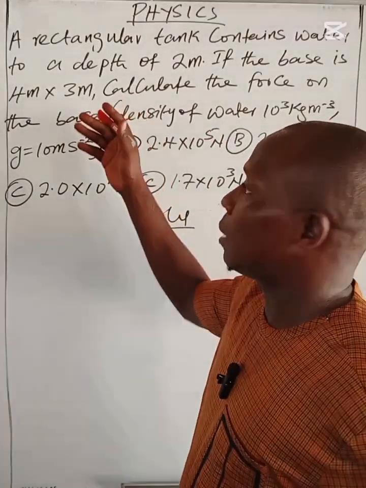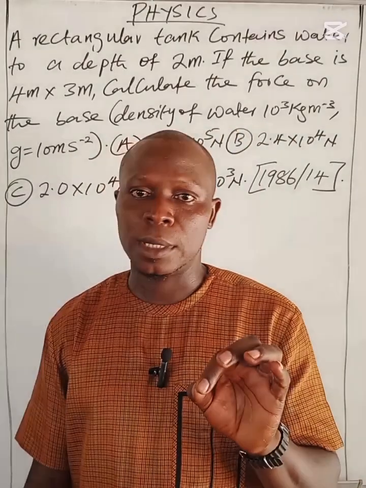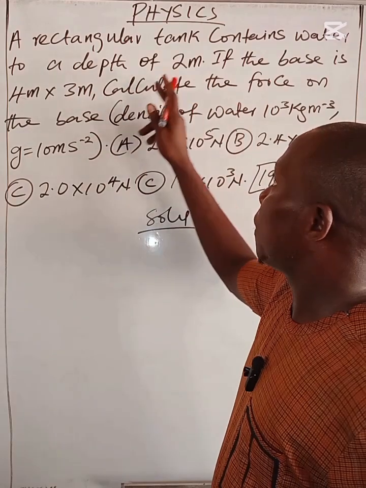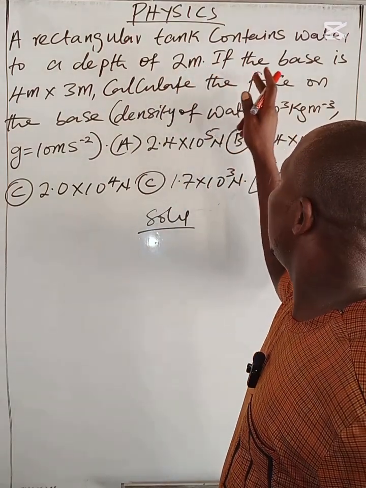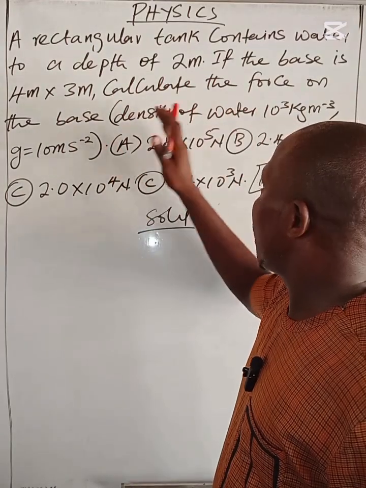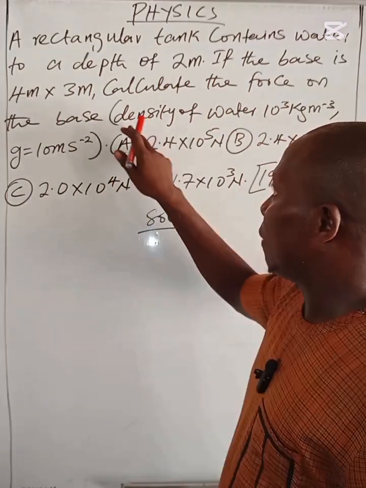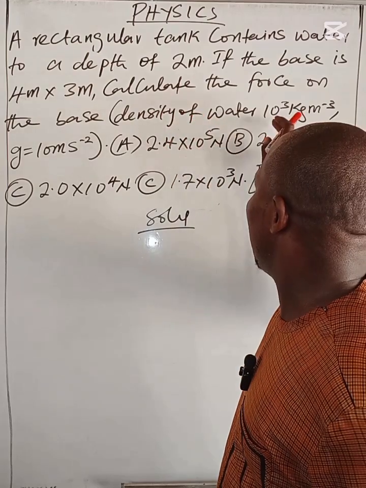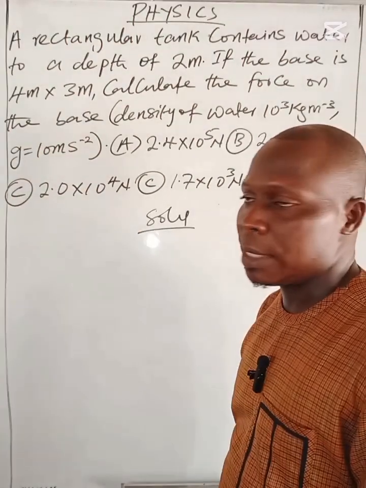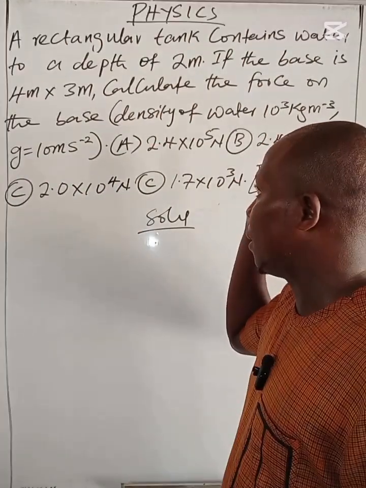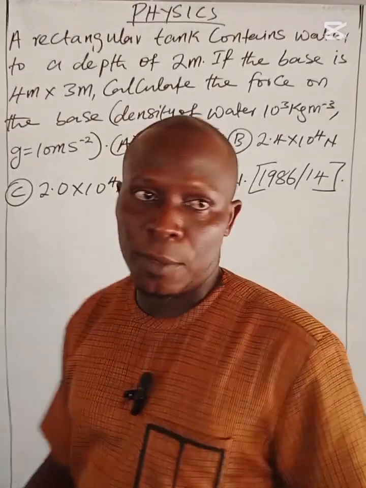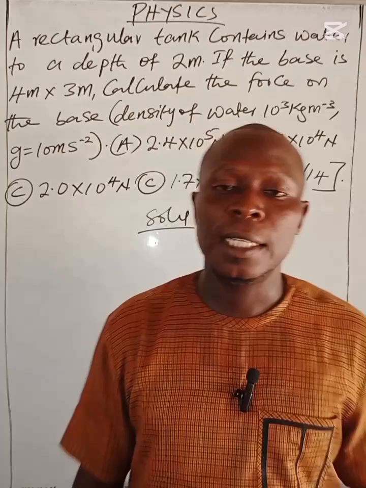We have a question from equilibrium in liquids. The question says, a rectangular tank contains water to a depth of 2 meters. If the base is 4 by 3 meters, calculate the force on the base. We are given the density of water to be 10 raised to power 3 kilogram per meter cube, and we're asked to take acceleration due to gravity to be 10 meter per second square. And then we're given options. This question is from 1986, question 14, JAM question.